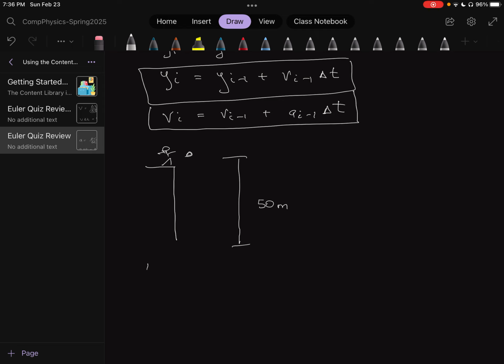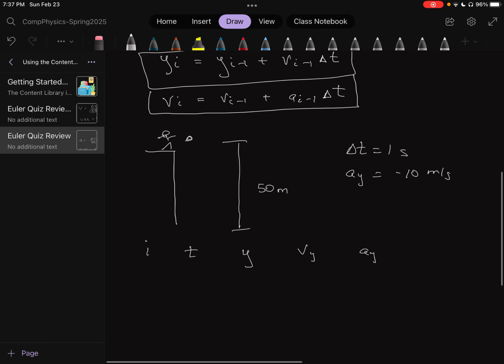So let's make a little table here. i would be our step number, t would be the time at that step. We have y, vy, and ay. And we're just going to assume for simplicity that our delta t will be a tenth of a second. Actually, let's make it 1 second. It's kind of big, but just to illustrate the point. And our acceleration, we'll just say, is minus 10 meters per second squared, again just to make my math easy.